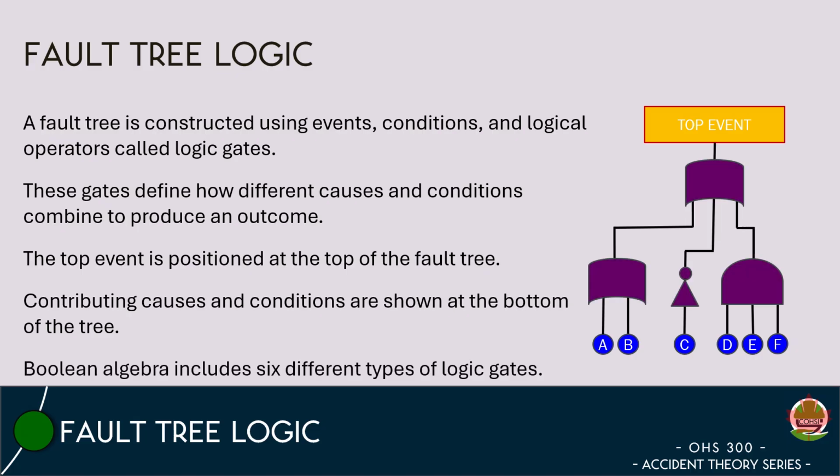There are 6 different types of logic gates used in Boolean algebra, with the first 3 defining basic logical operators and the latter 3 being variations of the first 3. Let's take a look at the first three logical operators.